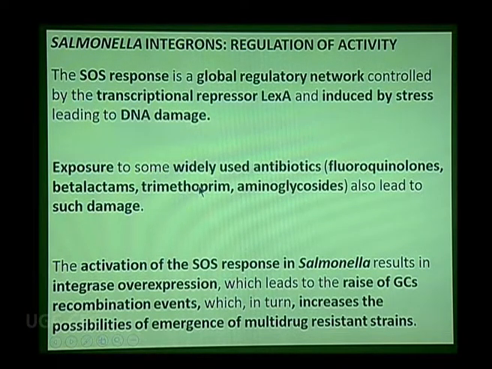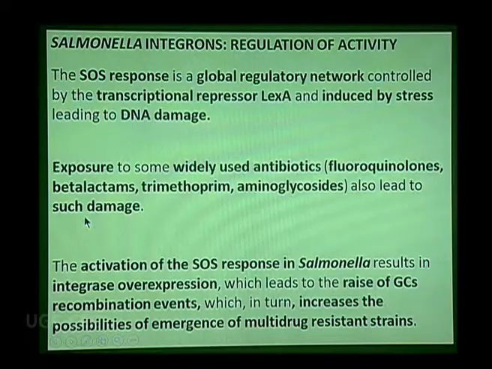Interestingly, it has recently been found that many widely used antibiotics such as fluoroquinolones, beta-lactams, trimethoprim, aminoglycosides, and others, when administered within bacteria, generate DNA damage, mostly via free radical induced mechanisms. Now, this type of DNA damage can also activate the SOS response. That in turn, by some unknown mechanism, can turn on the integrase expression. So now the integrases will be overexpressed, which in turn will raise the different recombination events of the gene cassettes containing the antibiotic resistance genes, and that ultimately will increase the probability of emergence of multidrug resistant superbugs.